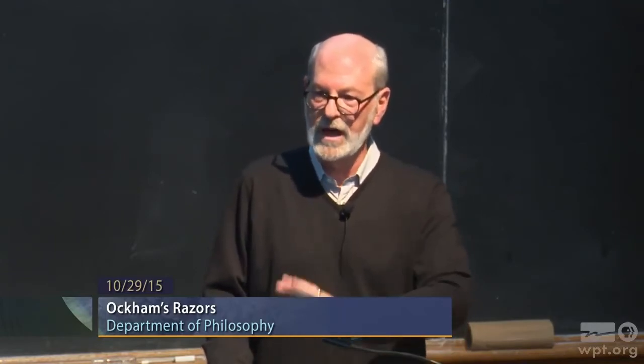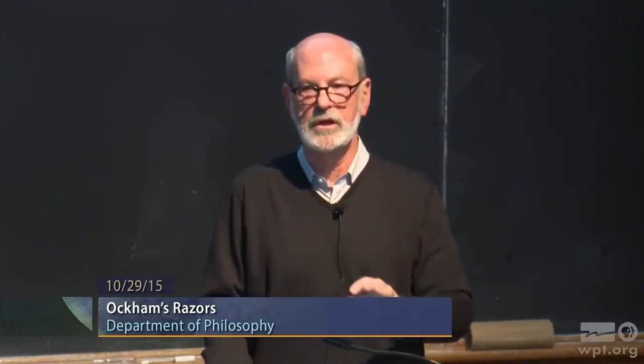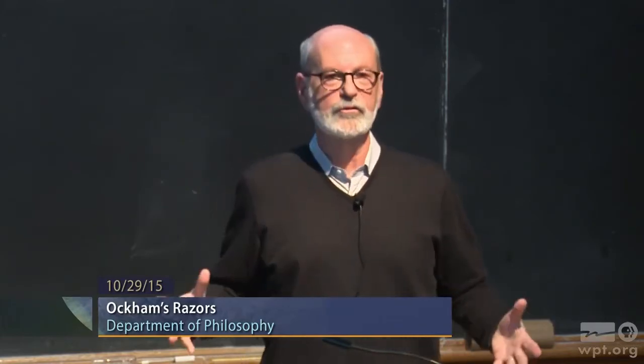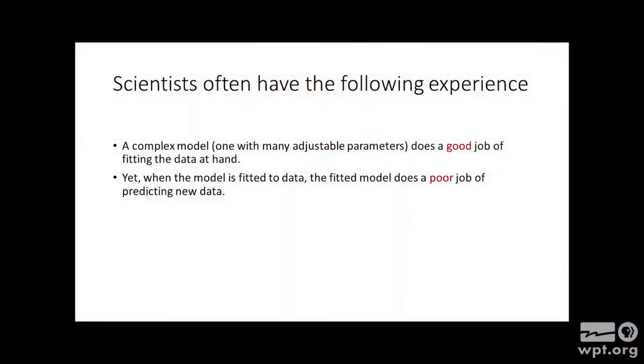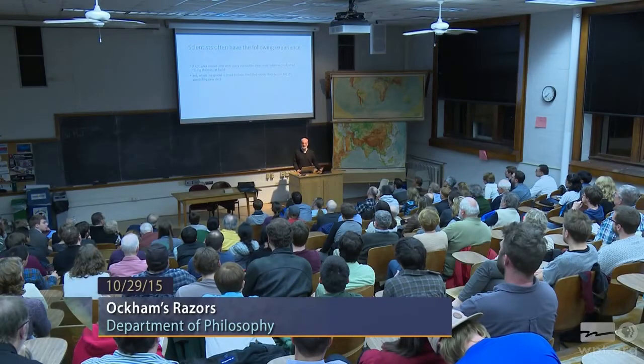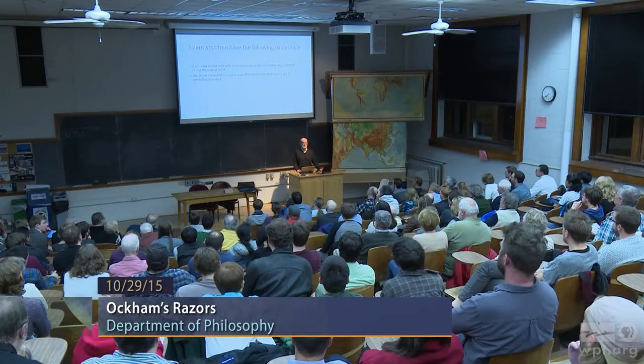Before I give you the mathy surprise about how to think about this, I want to describe an experience that scientists have all the time when they're working with models of data. Here's the experience. A really complicated model, which has lots of adjustable parameters, will do a great job of fitting the data you have already. But when you use that model fitted to the old data to predict new data, it often does poorly. So fitting old data, yeah, it's good to be complicated, but predicting new data, not so much.